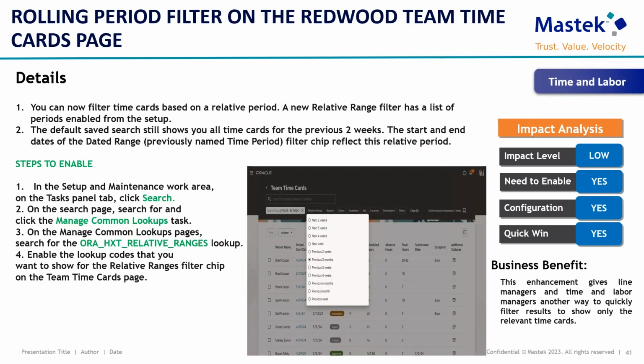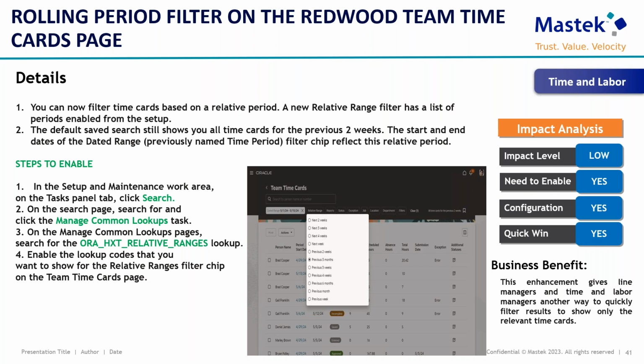The next one is rolling period filter on the Redwood team time card page. So as you can see on my screen, alongside all the other status, exception, job, location, department filters, we have one more filter that says relative range. And based on that particular relative range, all the relative ranges that we have enabled as mentioned on the left hand side of my screen, which says steps to enable. Once we go to manage lookups and select that Oracle HXT relative ranges, we have an option to select more than 5, 10 relative ranges, that is next 2 weeks, next 3 weeks, 4 weeks, and similar to that.